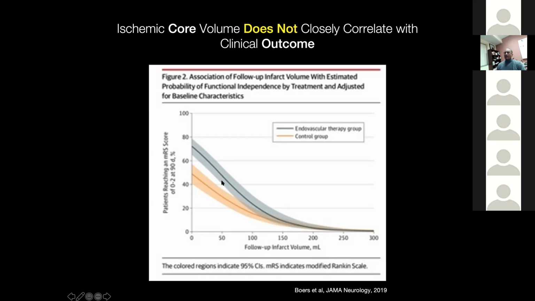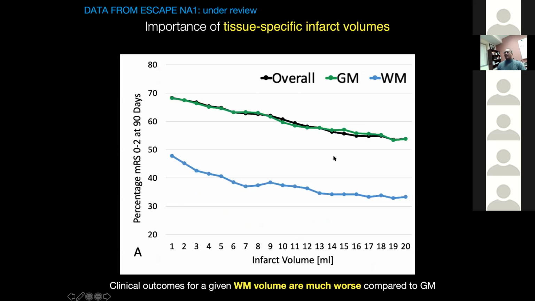The other possibility is that many of them were measured on CT, and our ability to measure white matter infarct on CT works only when it's dark enough, and here much of that white matter was partially alive. So we looked at it in ESCAPE-NA1. This is under review right now. What we found was that in general, white matter infarct volume is way more critical than gray matter infarct volume. If you have a 10 cc white matter infarct versus a 10 cc gray matter infarct, the white matter infarct person will in general do worse.